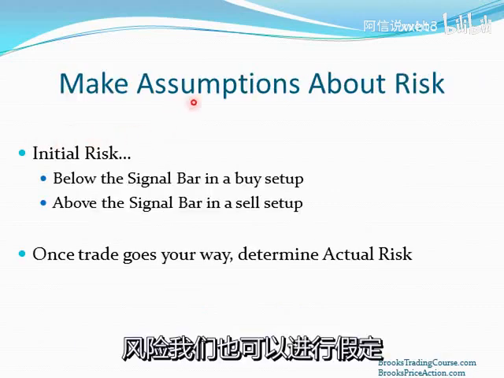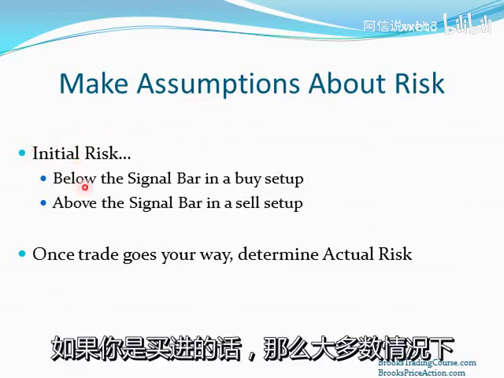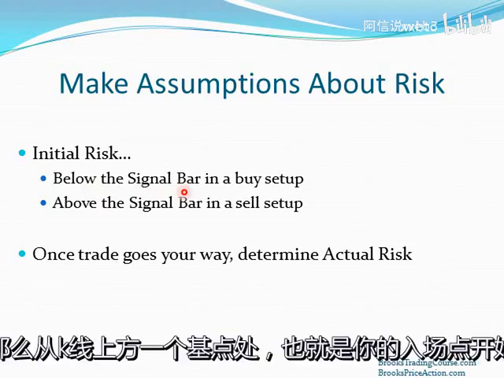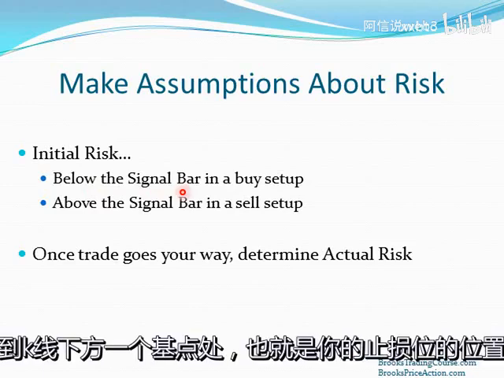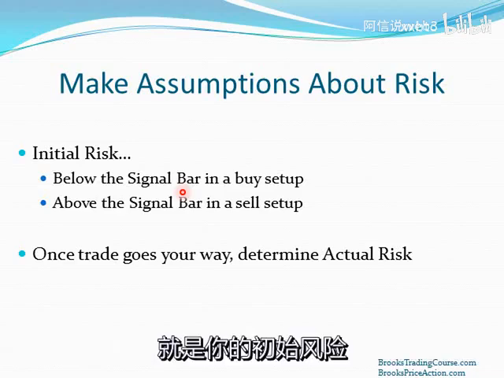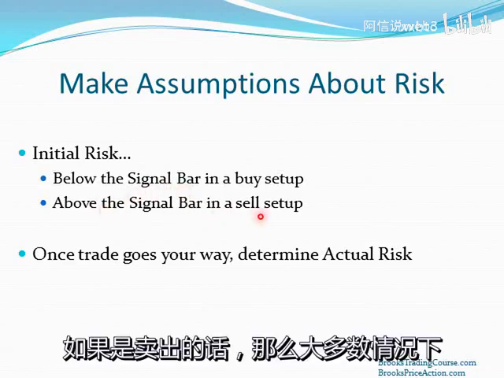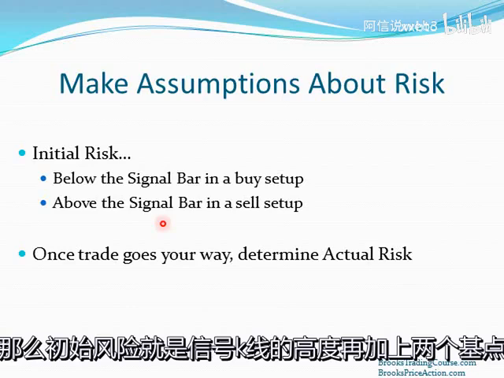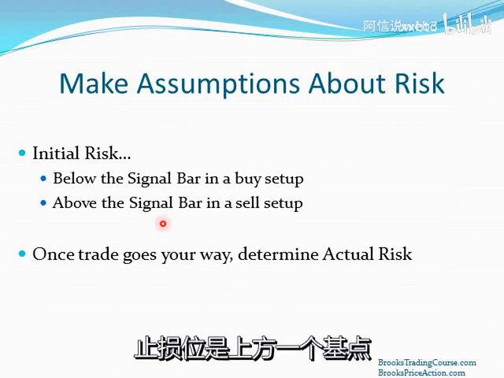You make assumptions about the initial risk as well. Most of the time, if you're buying, you'll place your protective stop below the signal bar, and that is your risk, from one tick above the bar where you entered to one tick below the bar where your protective stop is. If you're shorting, most of the time you'll use the high of the signal bar as your protective stop, and so your initial risk is 2 ticks greater than the height of the signal bar. Your stop is 1 tick above, you enter 1 tick below.